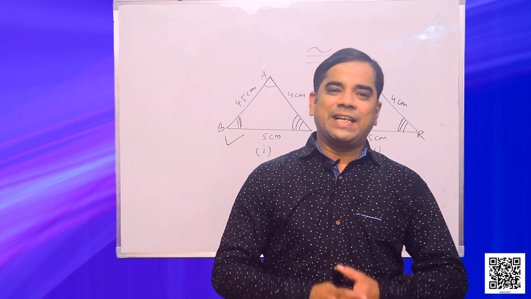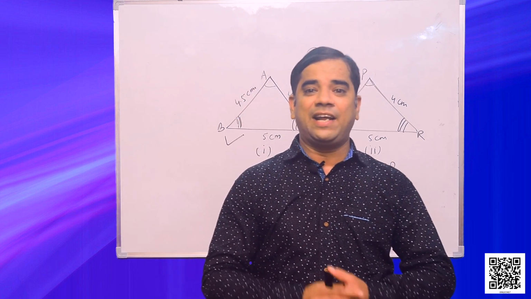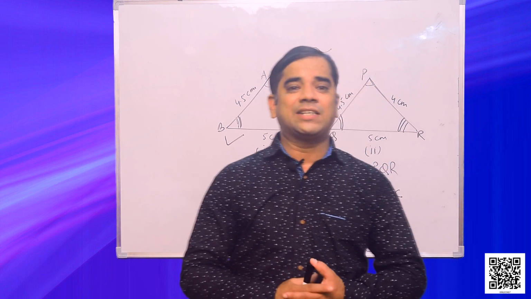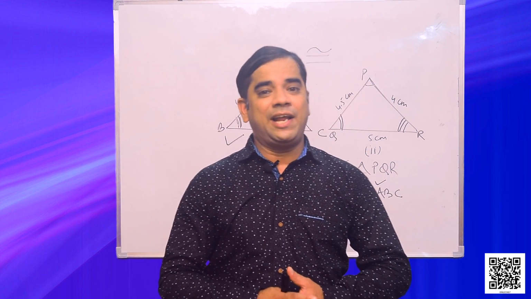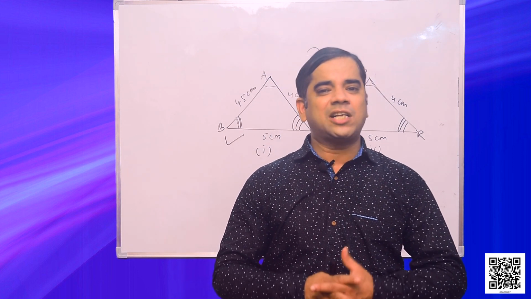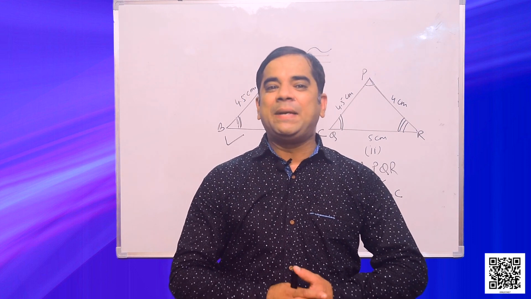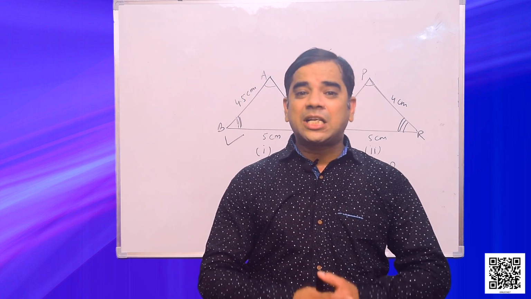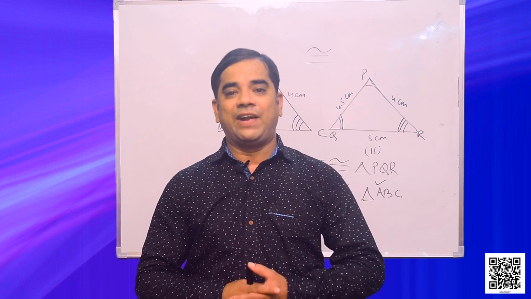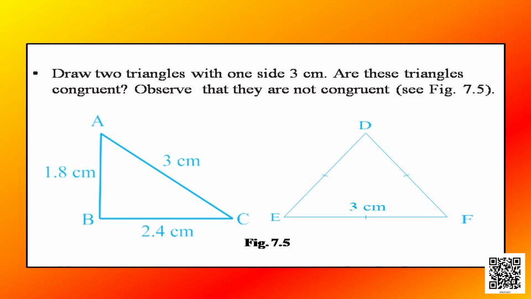Okay. So it is necessary to write the correspondence of vertices correctly for writing the congruence of triangles in symbolic form. Note that in congruent triangles, corresponding parts are equal and we write in short CPCT for corresponding parts of congruent triangles. Okay. Students, as given in your book, draw two triangles with one side 3 cm.